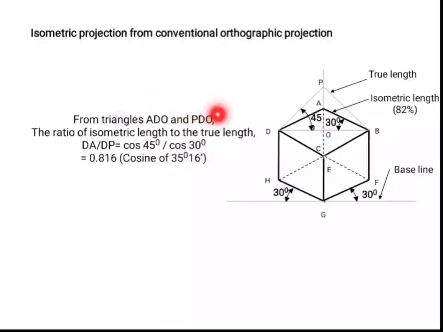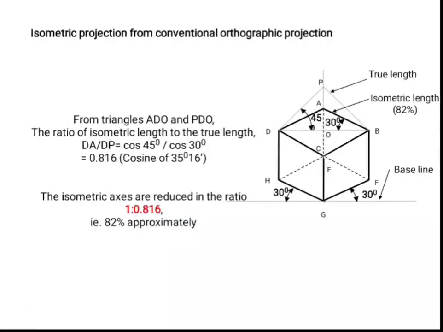From triangles ADO and PDO, the ratio of isometric length to true length, that is DA by DP, is equal to cos 45 by cos 30. That is 0.816. That is why the isometric axes are reduced in the ratio of 1:0.816, which is approximately 82%.